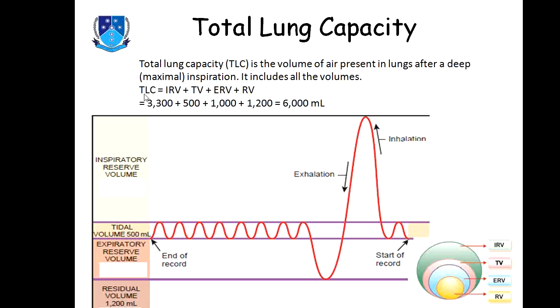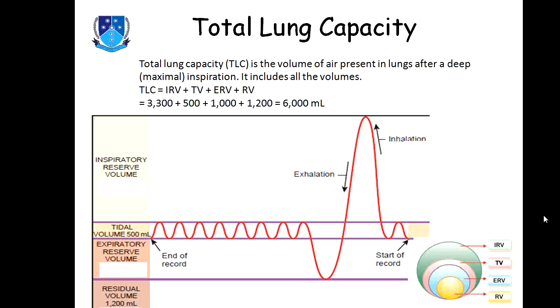You can see over here that the total lung capacity, TLC, is equal to inspiratory reserve volume, tidal volume, expiratory reserve volume, and residual volume. These four volumes combine together to make the total lung capacity. Over here it is mentioned that 3.3 liter, 0.5 liter, 1 liter and 1.2 liter of residual volume combine together to make the total lung capacity.